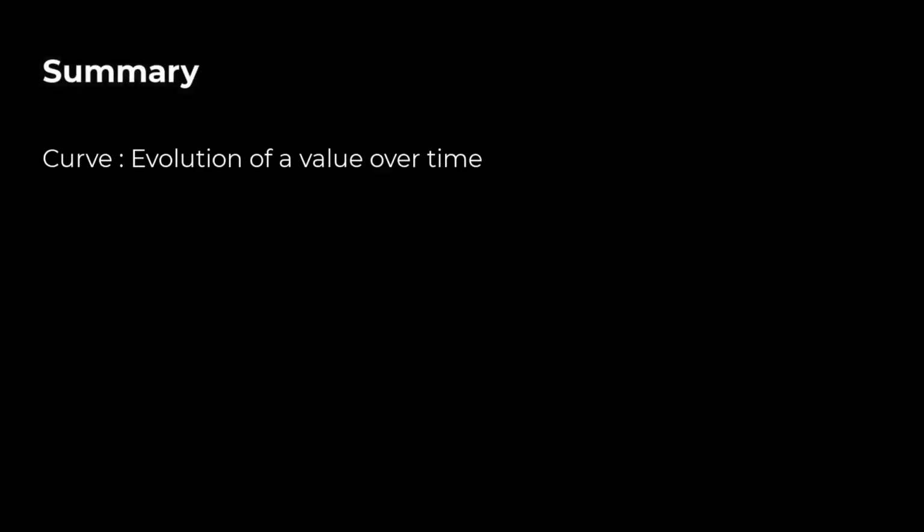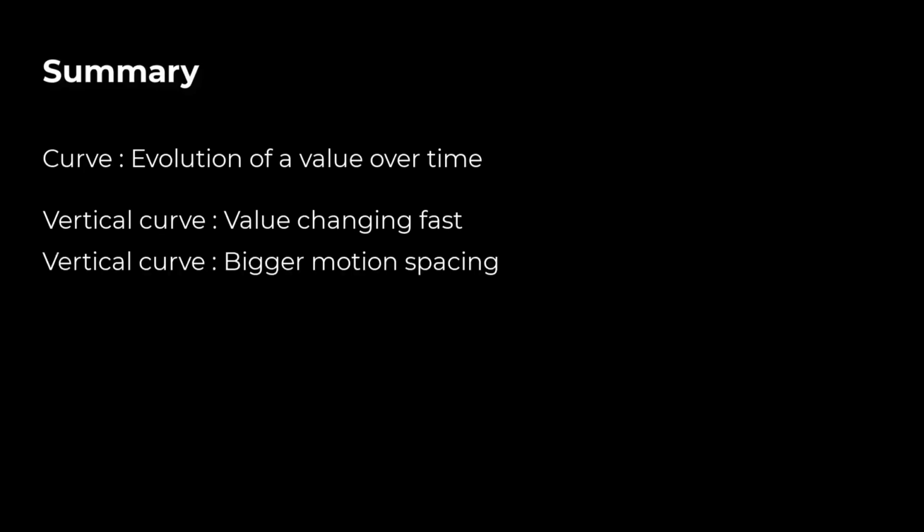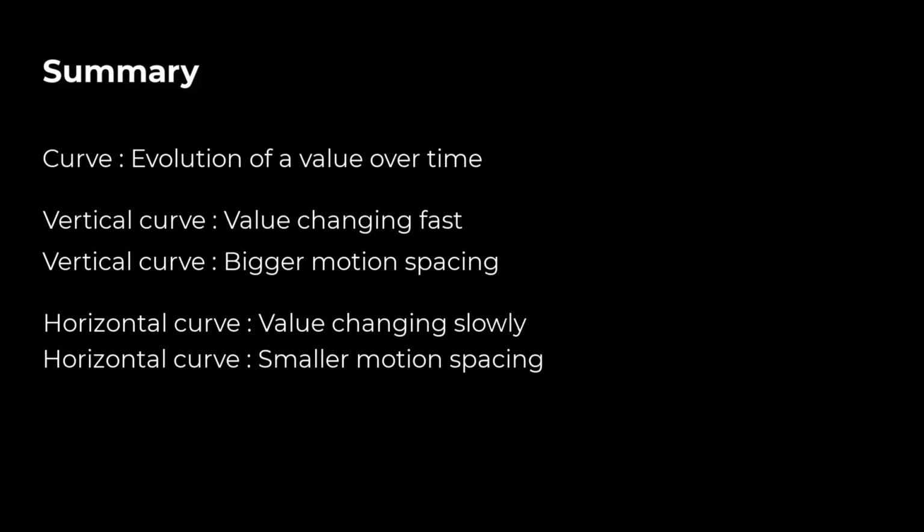To summarize, we have seen that a curve is just a representation of the evolution of a value over time. The more vertical the curve shape, the faster the value changes, and it translates into bigger spacing. The more horizontal the curve, the slower the change. Motion-wise, it translates into smaller spacing. A flat curve indicates that there is absolutely no change in the value, and so no motion.